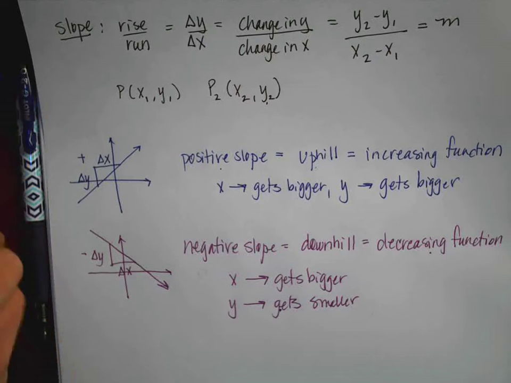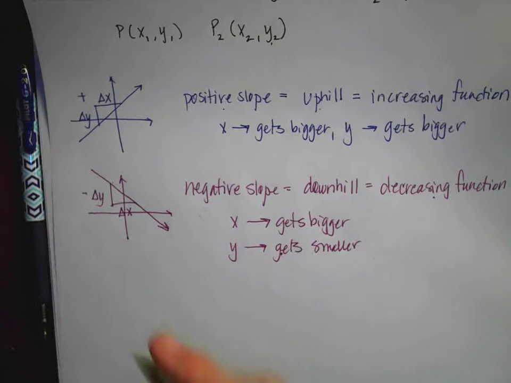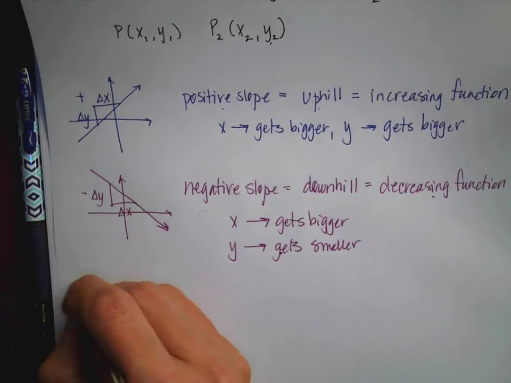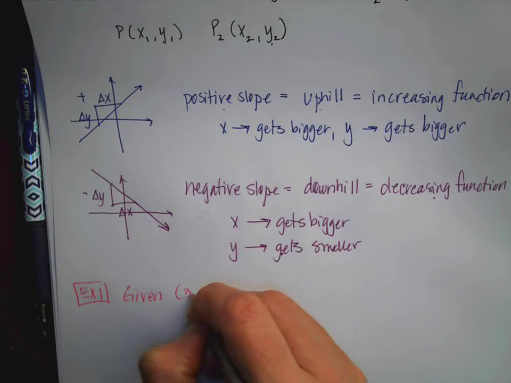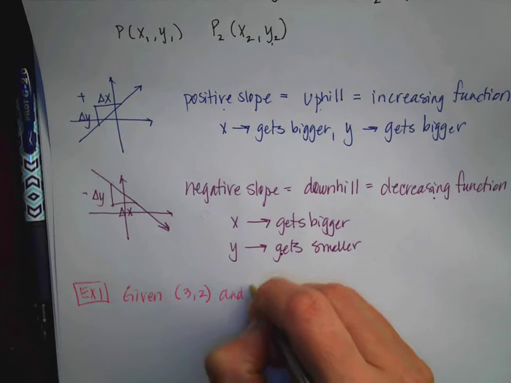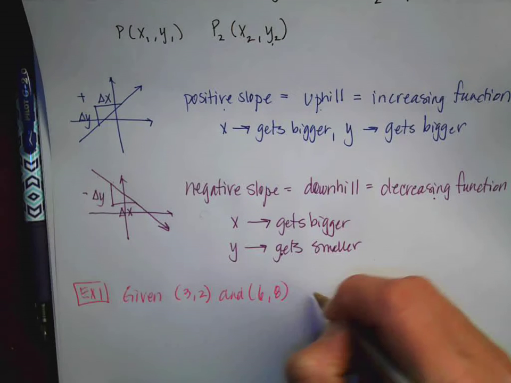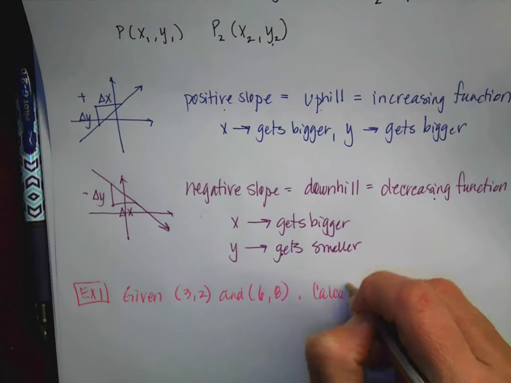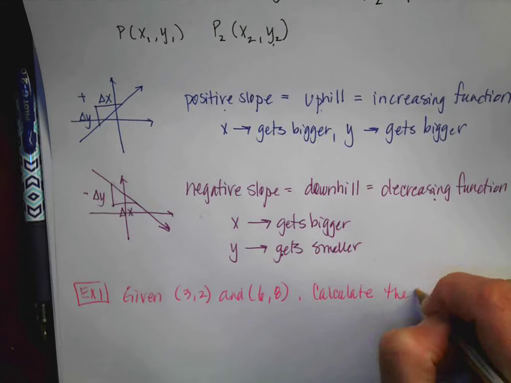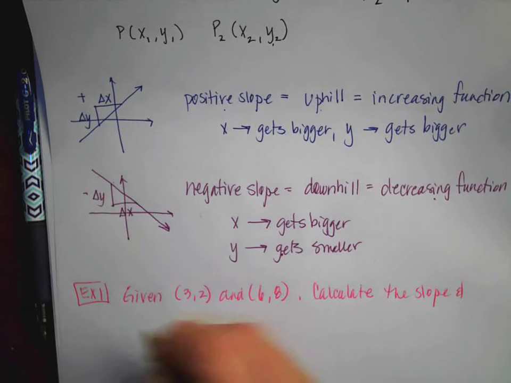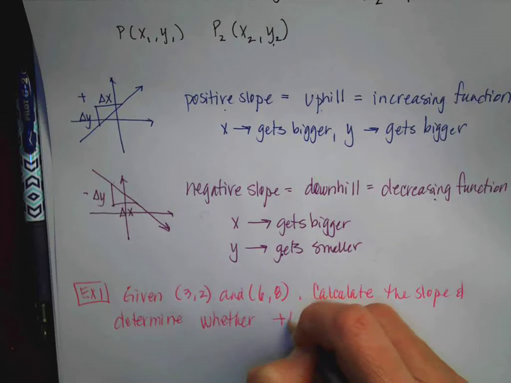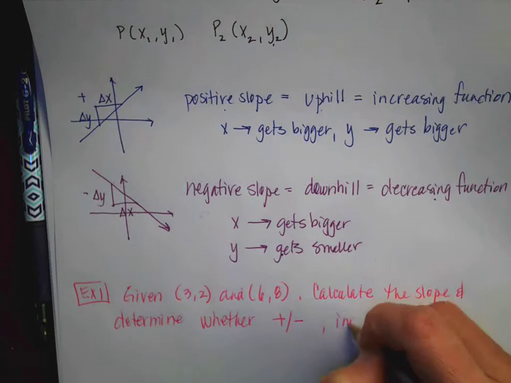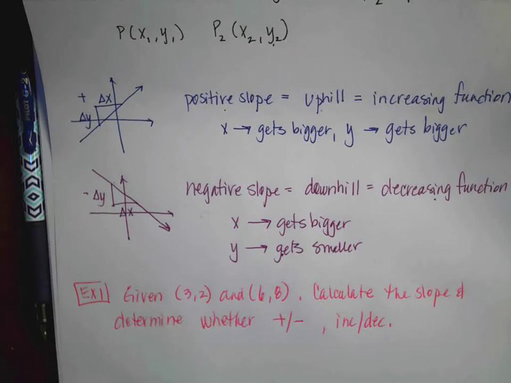Okay, so now let's do some examples where we calculate slope. So for example number 1, we're going to be given the point 3,2 and the point 6,8. And I want to calculate the slope and determine whether it is positive or negative, increasing or decreasing.